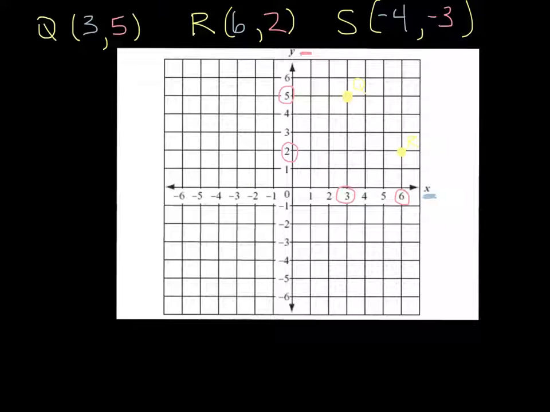I can also label points if they're negative. So if my point S is located at -4, -3, I look for -4 on the x-axis and -3 on the y-axis, and I would just label the point where the 2 intersect, and I would label it with point S.